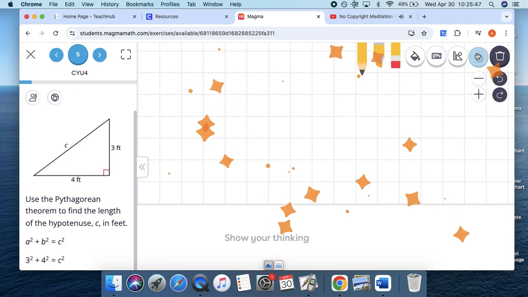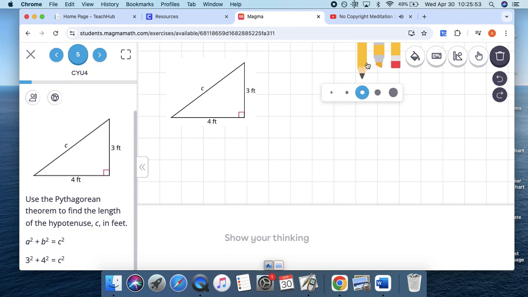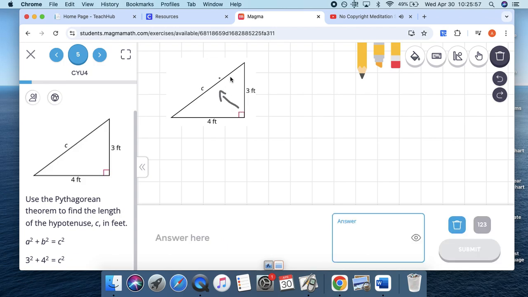Let me drag this guy. Use the Pythagorean theorem to find C. All right. So again, a little bit repetitive, right? So now we know that's C because it's the side opposite the right angle, which makes these two A and B. What is the question saying? Use the Pythagorean theorem to find the length in feet. I don't know why they did all that.